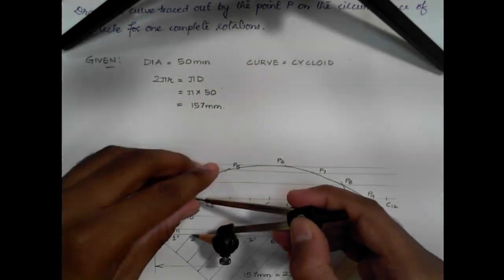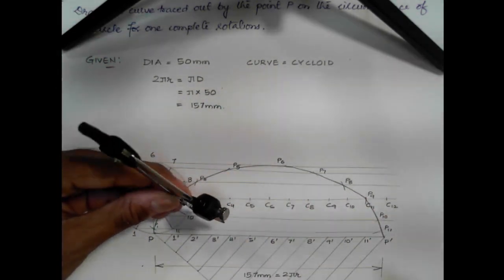Say for example O2, if you take C2 and mark it as O2 like this, it is wrong. You have to take O to 2, C to 2 and mark it like this. Same parallel orientation. So this was what the curve, which is cycloid, is all about. Thank you.